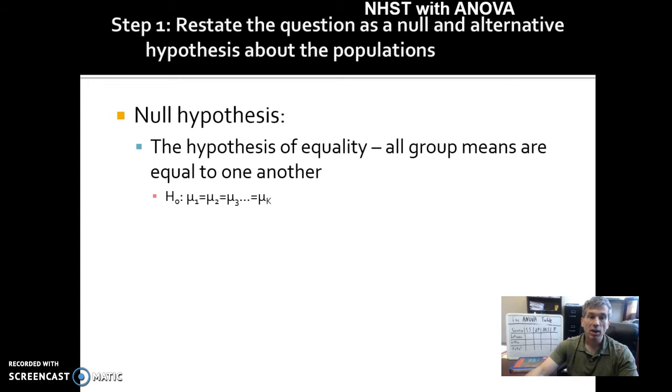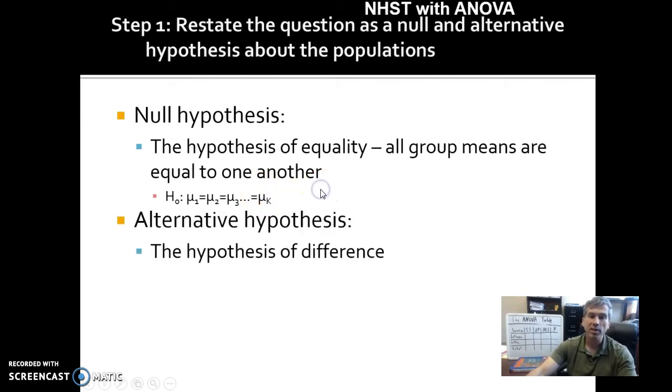So in an ANOVA, we can express this symbolically like this. mu1 equals mu2 we've seen before, but now we've got mu3, and what's that k mean? K basically means as many as you've got. The ANOVA can work for 3 populations, it can work for 10, it could work for 100, though you wouldn't want to do that. So k just means however many means you have, they're all equal.